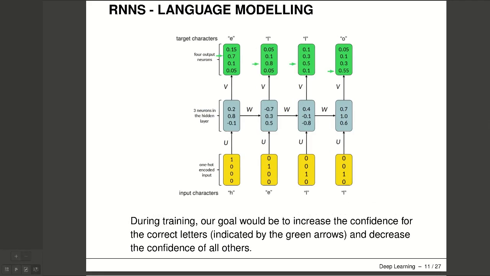During the training process, we would like to increase the confidence for the correct letters, which we show by the green arrows on these weight functions, and decrease the confidence of all others. And this is one example of language modeling or character level prediction.